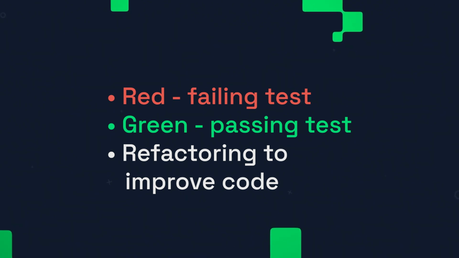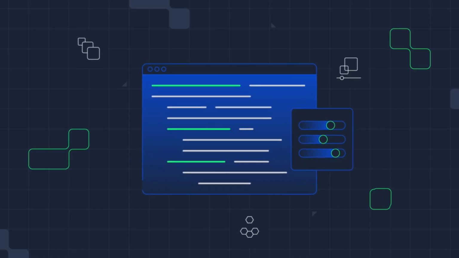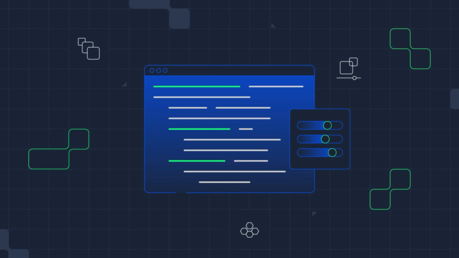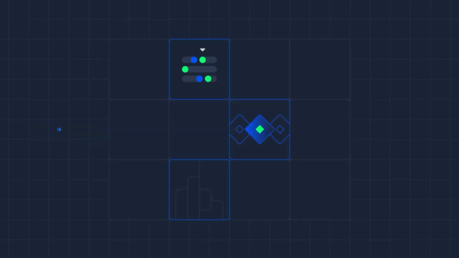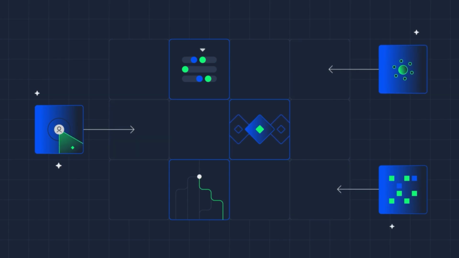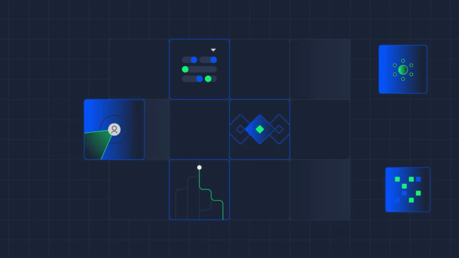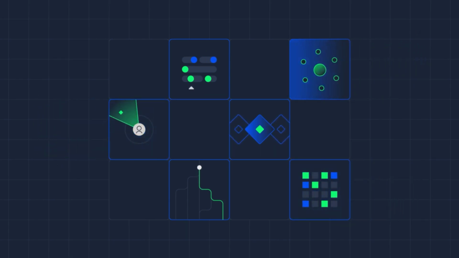But TDD is more than a coding practice. It's a shift in mindset. It reduces bugs, enhances communication, and creates a safety net for future development. With a robust suite of tests, teams can confidently make changes without fear of breaking existing functionality.